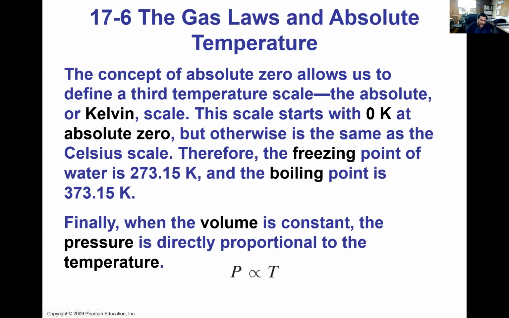So the last thing that we're going to look at is when volume is constant, the pressure is directly proportional to the temperature. So what does that mean? If I increase the pressure, the temperature goes up. If I increase the temperature, the pressure goes up, and vice versa. If I decrease the pressure, temperature goes down. If I decrease the temperature, pressure goes down. Okay.